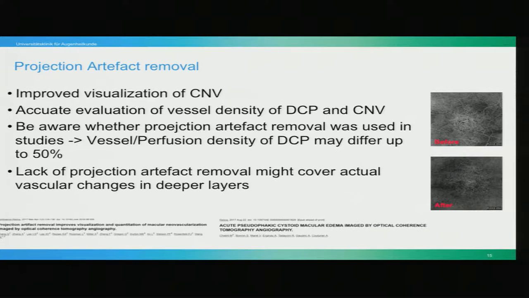So the previous studies which were published on vessel density in the deep capillary plexus always showed a vessel density of about 48-50%, and now we know that the vessel density is about 20-25-30%. And of course, if you see the vessel from above, you might not recover the extravascular changes in the deeper layers.